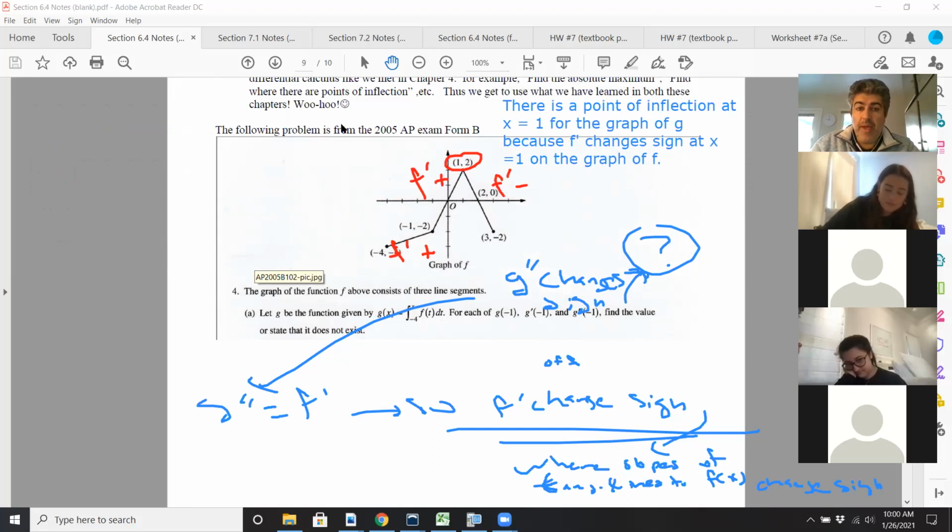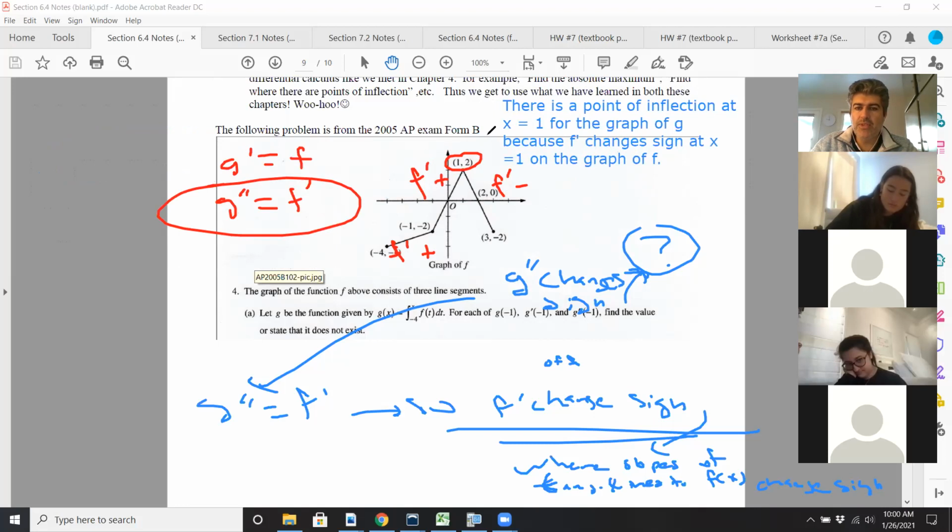And because you made a statement earlier in part A, or you could do it right from the beginning, you could say, G prime equals F and G double prime equals F prime. The people who grade it know that you've made that connection already, so they'll assume that you know that when you go on to part B.